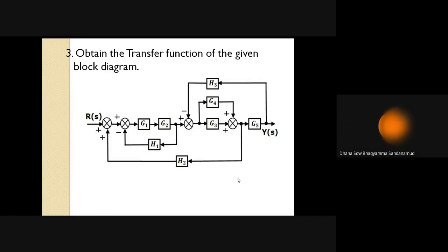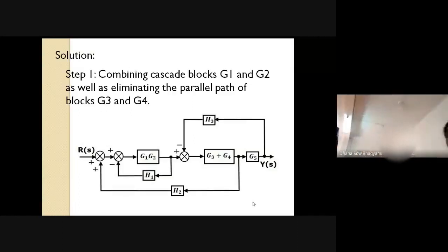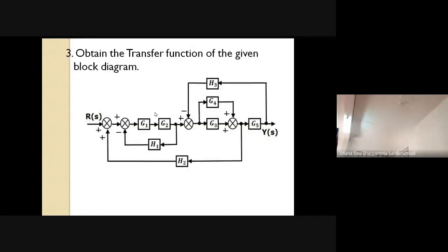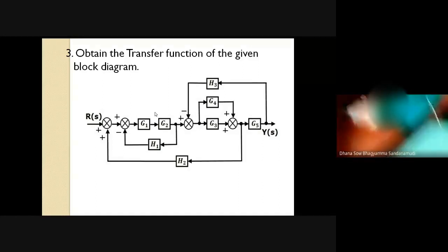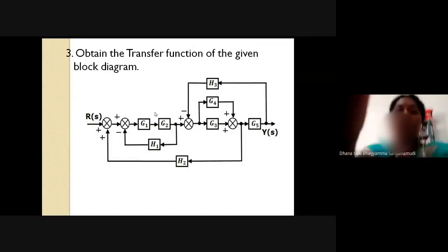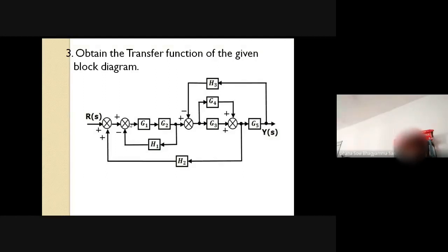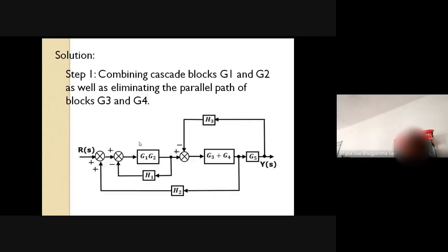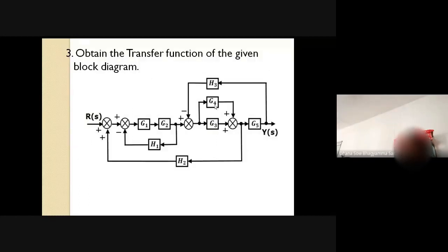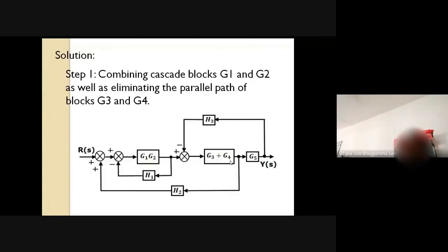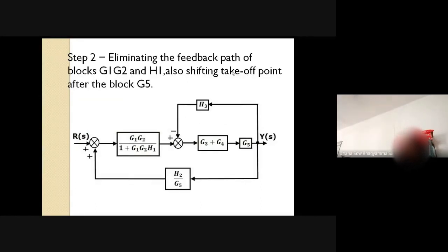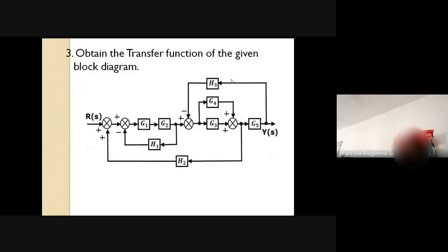Okay, then I'm changing the slide. Okay, Amma, step number 1. As I have already told you, G1, G2 are connected in series. So I have joined them. G1 into G2 I will get. G3 and G4 are in parallel path. So G3 plus G4 I will get. So combining the cascade blocks G1 and G2 as well as eliminating the parallel path of blocks G3 and G4.